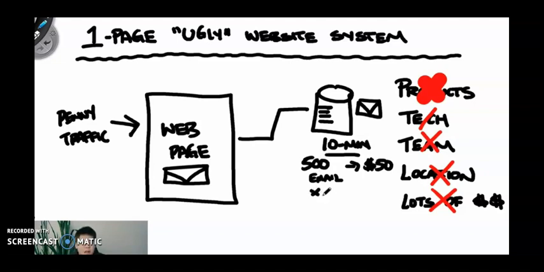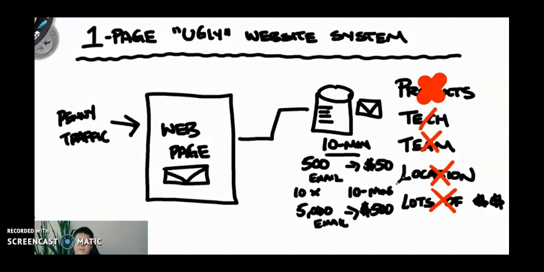Now, if you 10x this, right? If you 10x this to now 5,000 emails, this will potentially become $500. But again, guess what? You literally just spent 10 minutes writing that same email. It doesn't matter if you're writing an email to 500 people versus 5,000 people, it is still the same time investment needed. So what that means is that the more you scale, the more money you make.